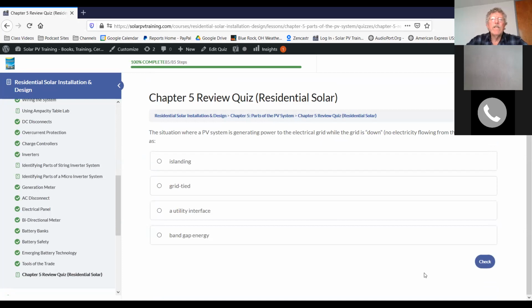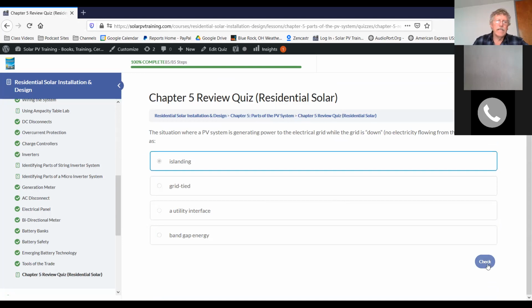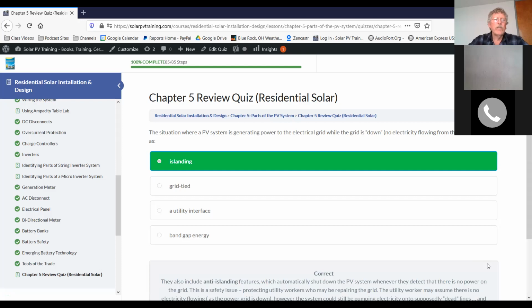The situation where a PV system is generating power to the electrical grid when the grid is down, no electricity flowing from the utility, is known as islanding. And we harp on this a lot because it's a big deal. We want to make sure that when we're hooked up to the utility, we are never generating power onto the grid when the grid is assumed to have no power, because somebody going out to work on the line could get electrocuted. You're sending power out on the grid and they think it's dead. So, you know, they can definitely die.